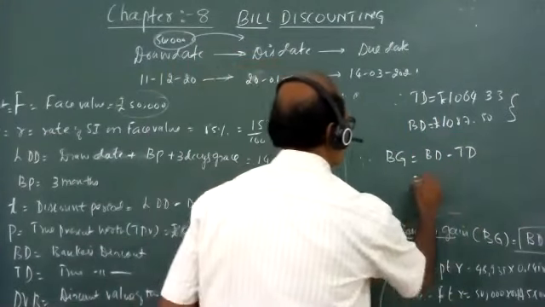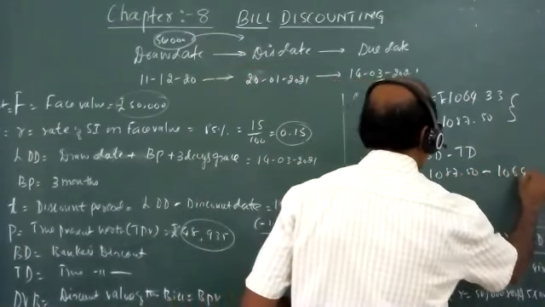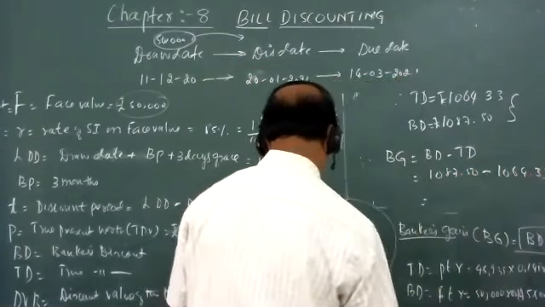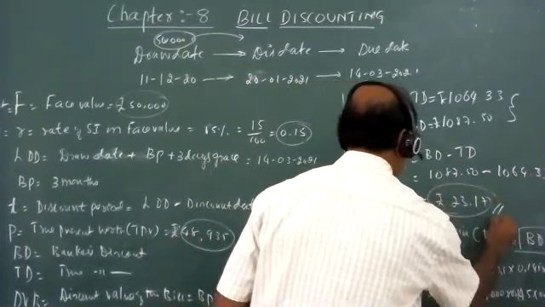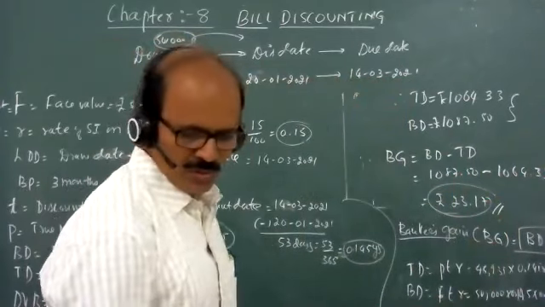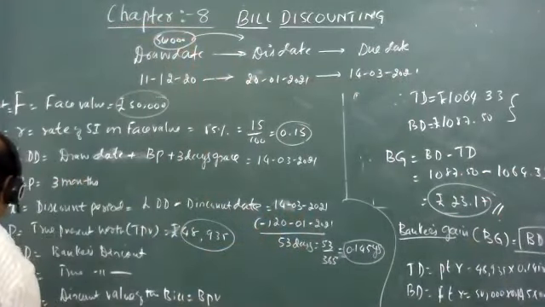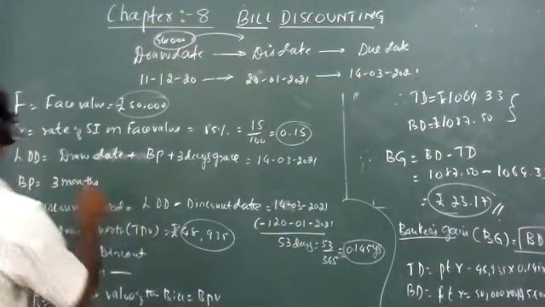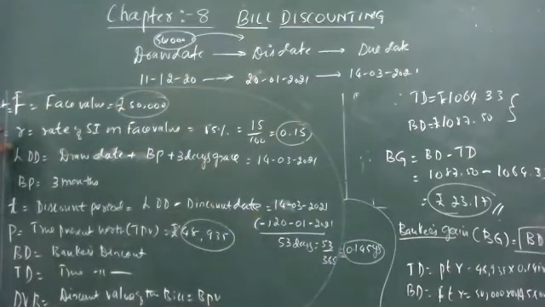If you subtract 1,087.50 minus 1,064.33, that becomes rupees 23.17. So now you see what all terms we got here. So now one more term again, banker's gain. Now see all these terms. These are terms that you should remember very well in this chapter.